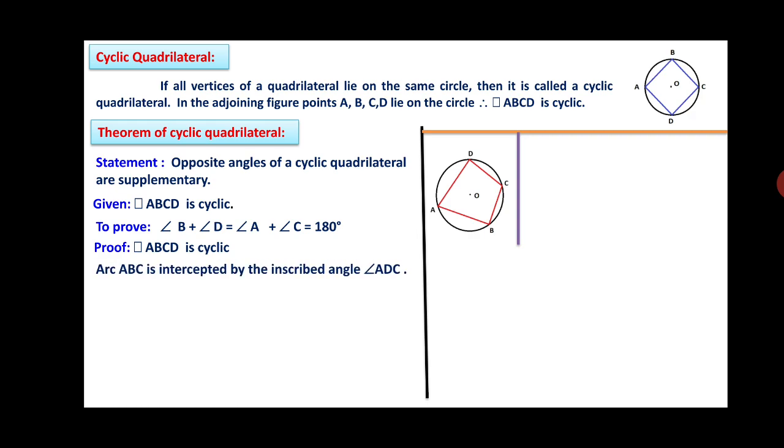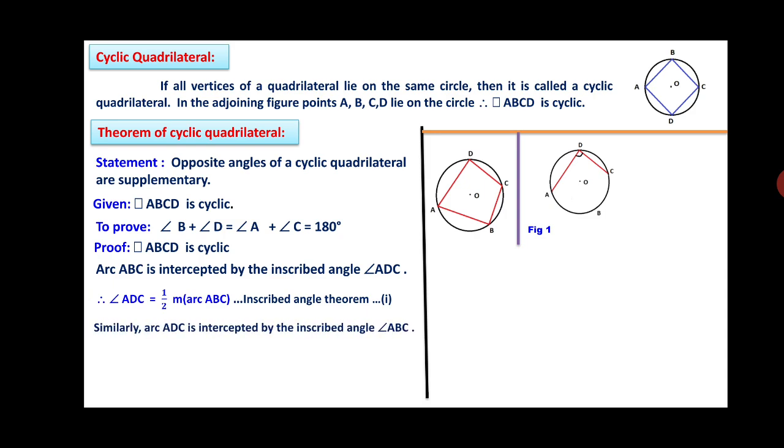So, arc ABC is intercepted by the inscribed angle ADC. It is shown in figure 1. So, friends, we can write angle ADC is equal to half the measurement of arc ABC. That is the inscribed angle theorem, statement number 1. Now, similarly, arc ADC is intercepted by the inscribed angle ABC. It is shown in figure 2. Therefore, we can write angle ABC is equal to half the measurement of arc ADC, inscribed angle theorem, statement number 2.